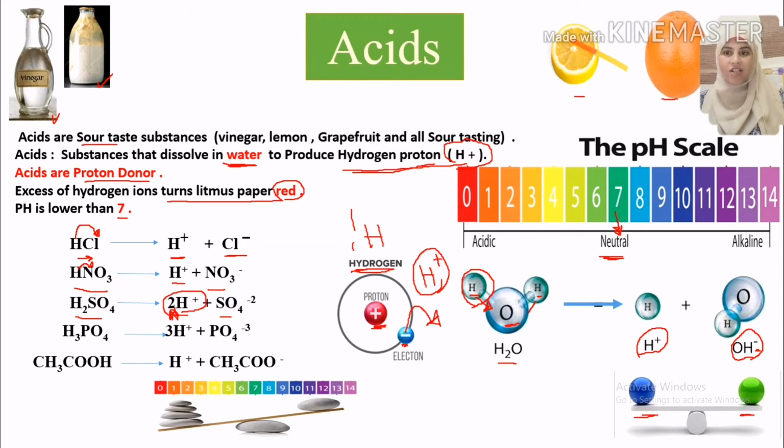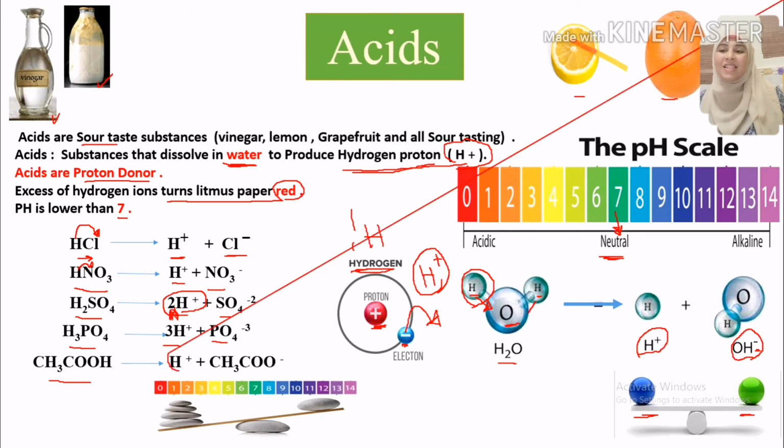In phosphoric acid, we have 3 hydrogen protons and 1 phosphate group. In acetic acid, we have 1 hydrogen proton and the acetate group CH3COO negative. So we are talking about acids. Acids can donate hydrogen protons. Acids can dissolve in water and increase the concentration of hydrogen protons.